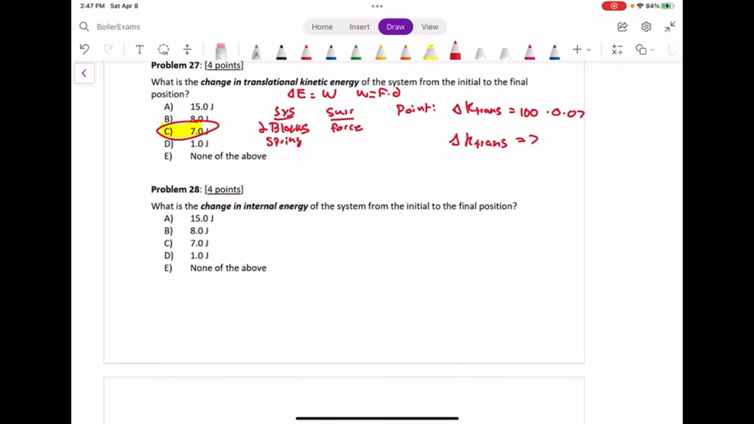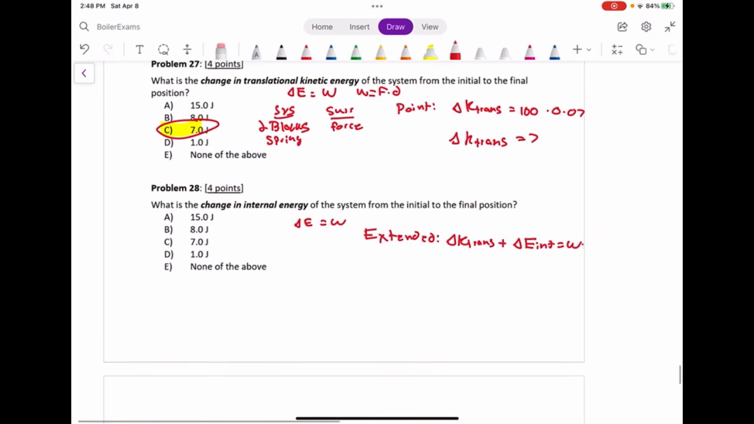Okay, 28. Change in internal energy. So now we know we can't use the point particle again because we want to account for the internal energy. Extended. Okay. So we still have K trans, and then we're also going to have an internal energy contribution. We also have a work.